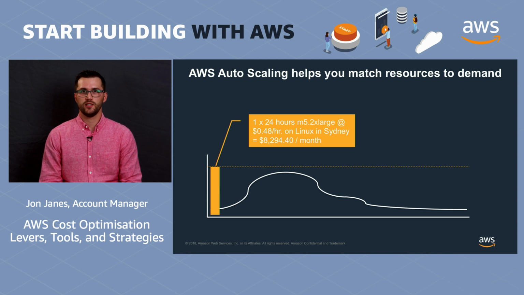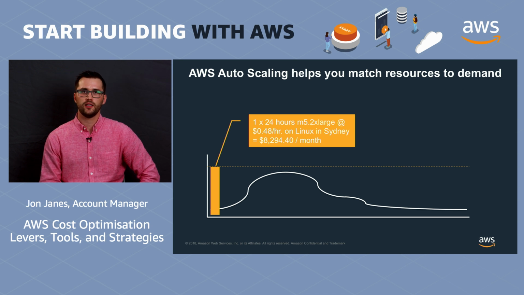AWS Auto Scaling is an excellent way to help you match resources to the demand that your applications have. So I want to take you through a quick example of how AWS Auto Scaling can help you with cost optimization on a particular workload. So I have a particular workload running right now, and I have that running at an M5 2xlarge as an example. And depicted within this graph, you can see my white demand curve.